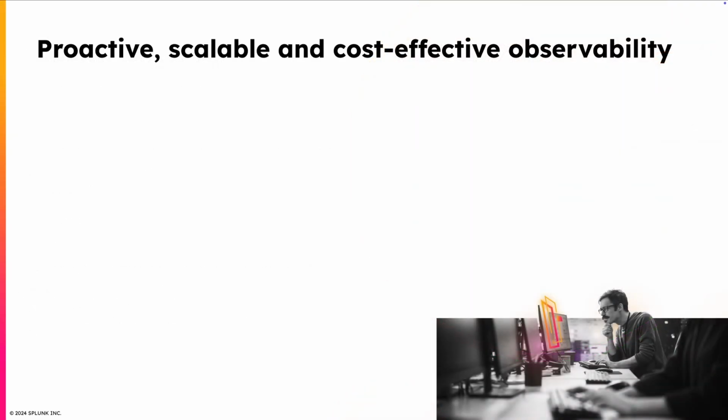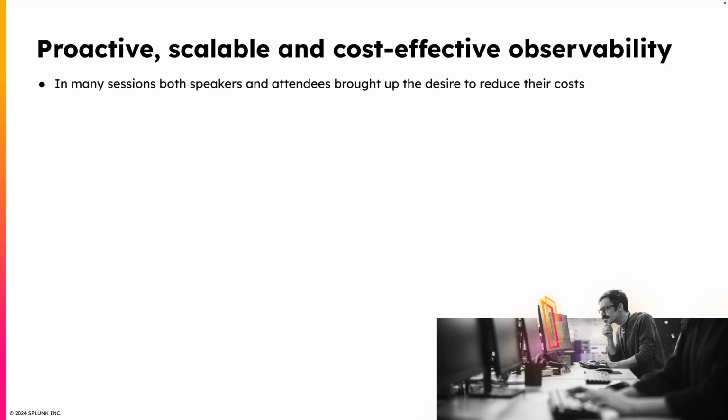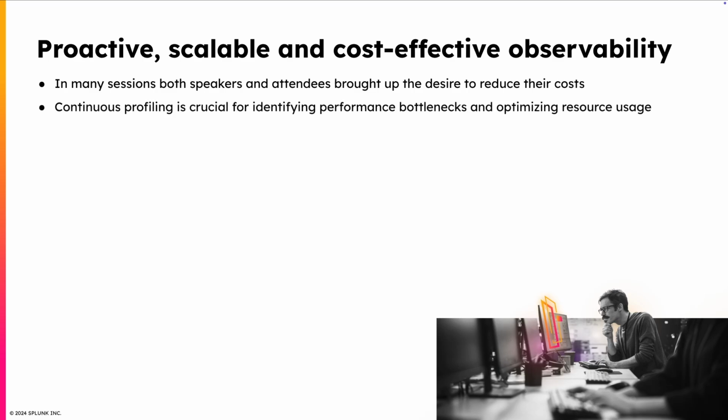This is incredibly powerful in a production environment where performance issues often emerge only under real-world workloads. As systems become more complex, organizations are prioritizing strategies to not only scale their observability efforts, but also to make them more efficient and affordable. A common topic across sessions was the desire to reduce costs. Observability at scale can get expensive, and organizations are looking for smarter ways to manage these expenses.